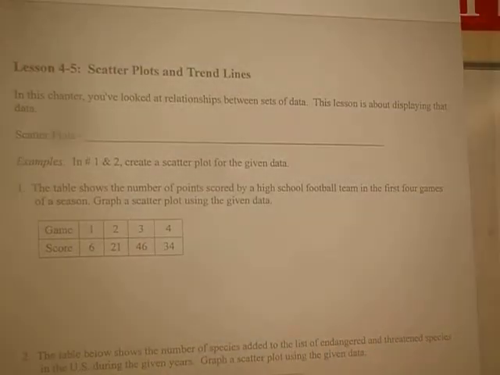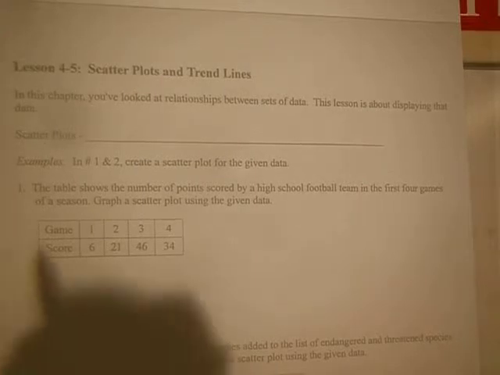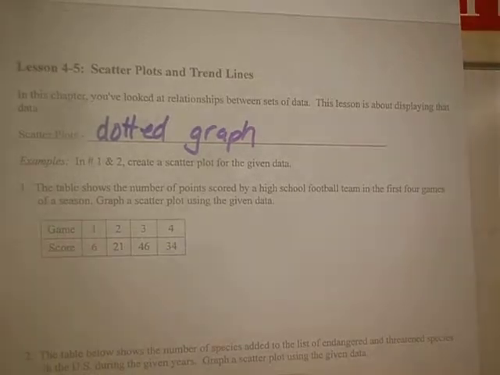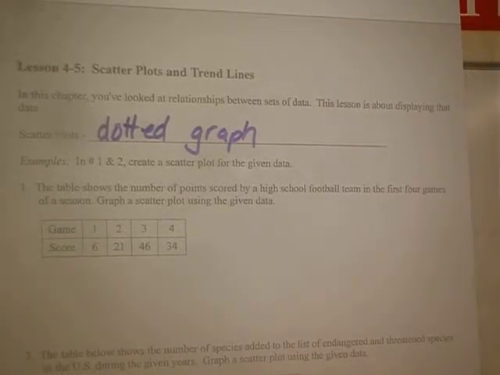Chapter 4, Section 5 is about scatter plots and trend lines. And our first definition here is scatter plot. A scatter plot is just a dotted graph. And the first two examples are going to ask you to do a scatter plot.